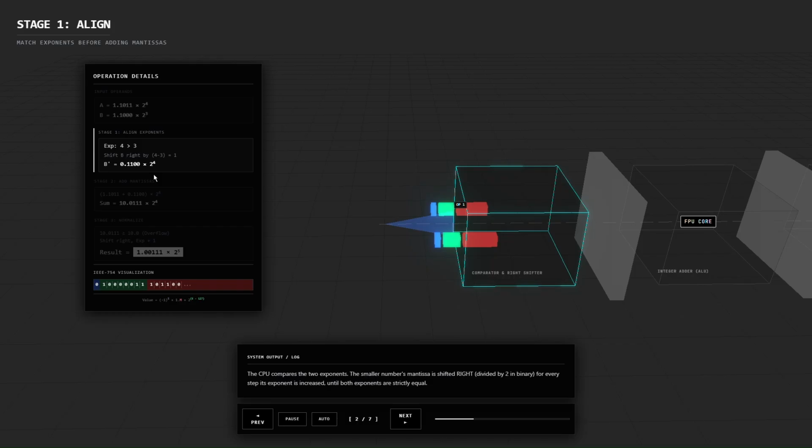And the problem, the reason we cannot just slam two of these numbers together and add them, is that if their exponents are different, their decimal points do not line up. You are basically trying to add apples and oranges. So the hardware breaks the addition into three separate stages. And that is exactly what we are about to walk through.